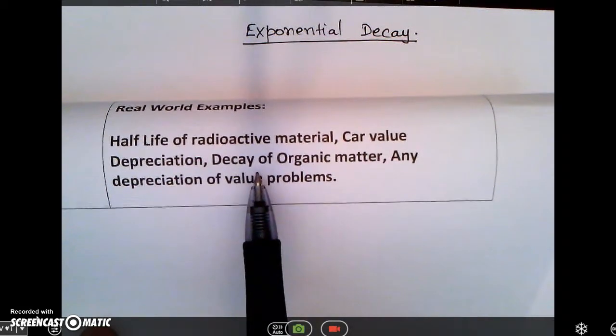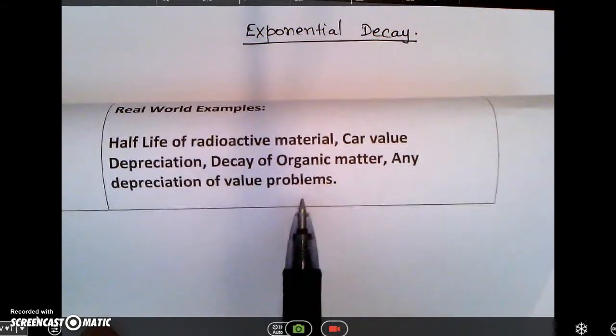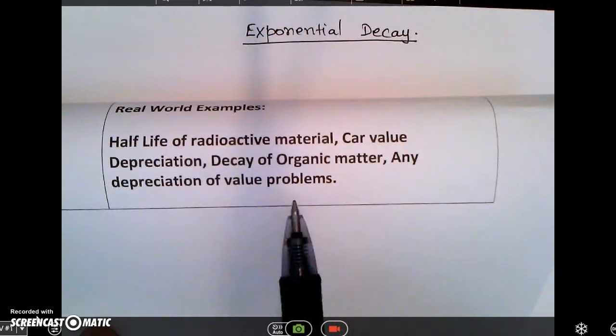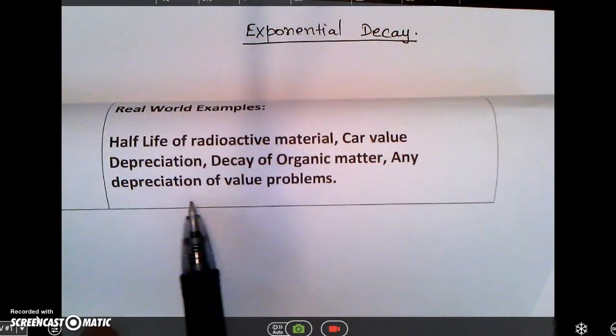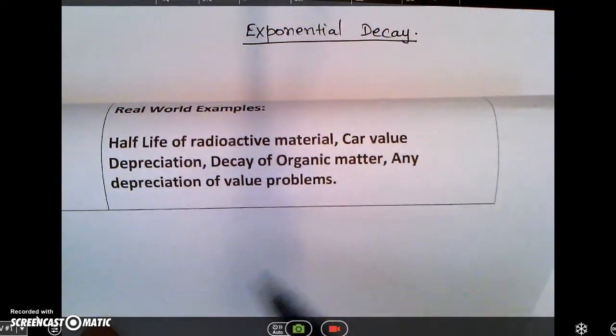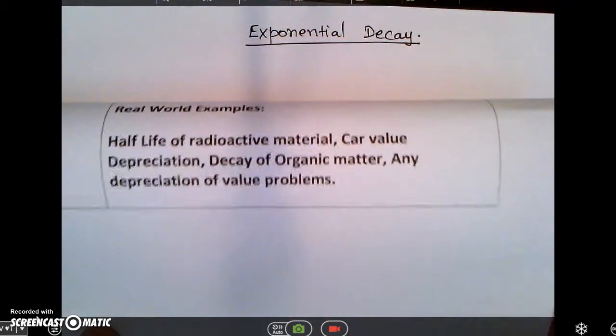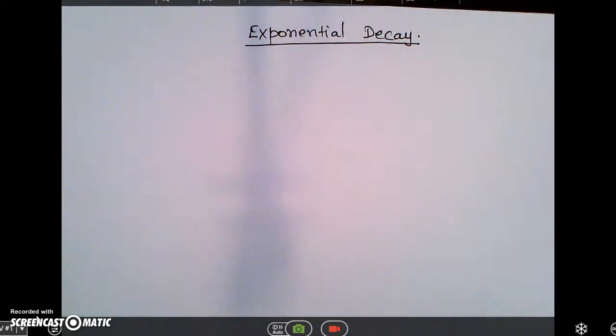Remember, they do carbon dating, right? The carbon dating is basically using your exponential function to figure out what the time is. All right, so any depreciation of value problems can all be modeled using exponential decay function. All right, so here let's choose an example. So I'm going to use the car value.